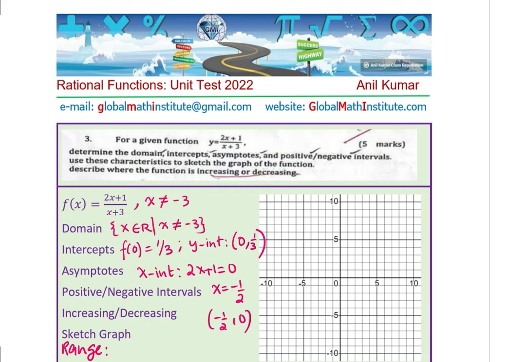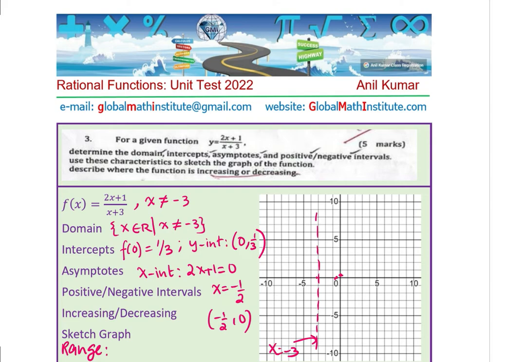Now let me identify these things right on the screen. We got that the restriction is a vertical asymptote at minus 3. So on this particular scale, the vertical asymptote at minus 3 will be right there, correct? And the domain is all except minus 3. The y-intercept is 1 over 3, so this will be very, very close to 0, but positive. That's the y-intercept. The x-intercept is at minus half. So minus half will be here, right? That becomes the x-intercept.